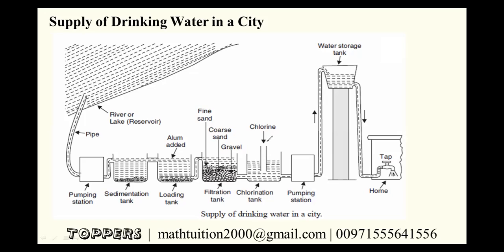Why are we adding chlorine? What is the use of chlorine? To purify, to clean it. To clean the water. In what sense? Killing the germs, bacteria, right? Yeah. Then from there it will be pumped to the main water storage tank, which is situated in the city. From there, through the pipe, it will go to different homes and shops, restaurants, etc. Right? Got it?